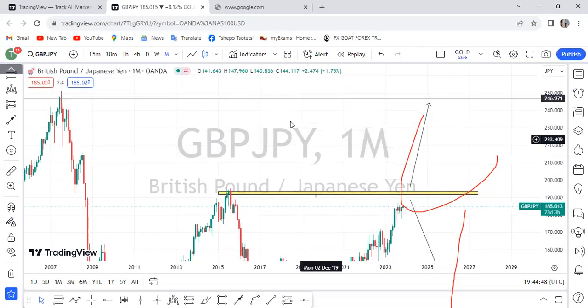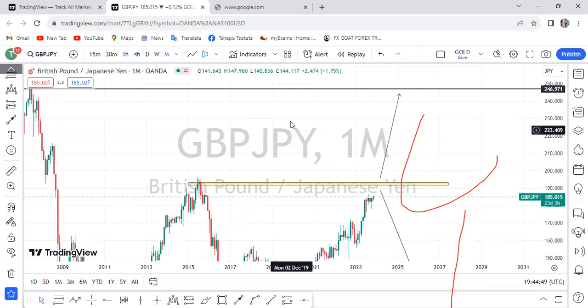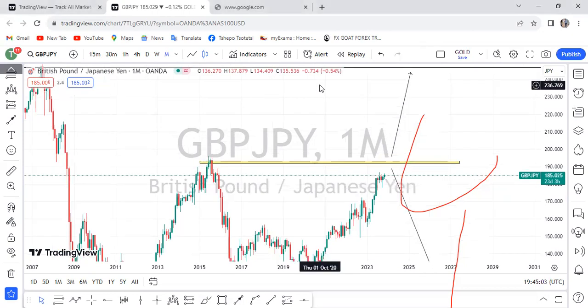So let's check the chart. Okay. So now we can see on a bigger time frame what we are expecting. That's why I always look on the monthly time frame, because I wanna see in the bigger picture where the market is going.